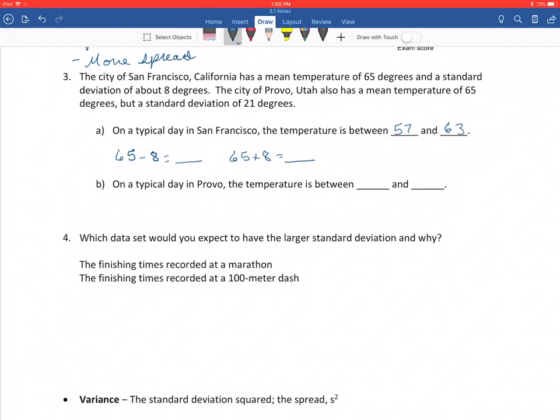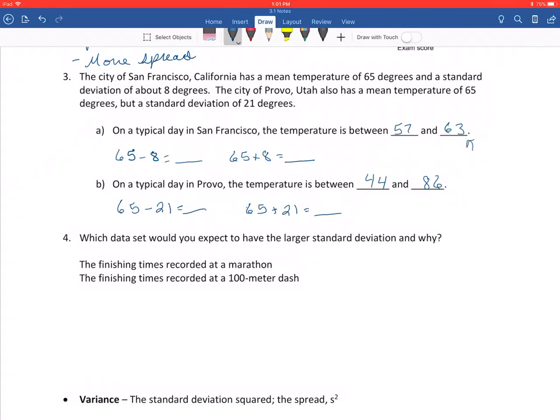The temperature does not deviate very much. It's all centered very closely around that average of 65 degrees. However, in Provo, it looks like they have a much bigger standard deviation here. The temperatures vary a lot more. So to find a typical day there, we would add and subtract again our standard deviation. That would give us that it's typically between 44 and 86 degrees.